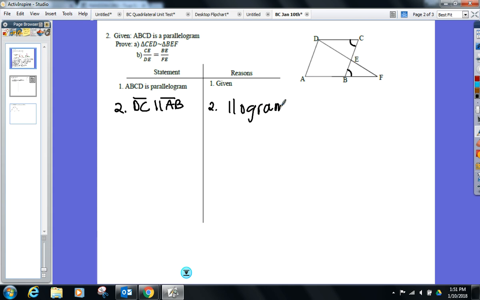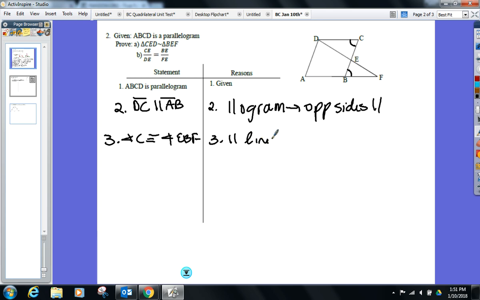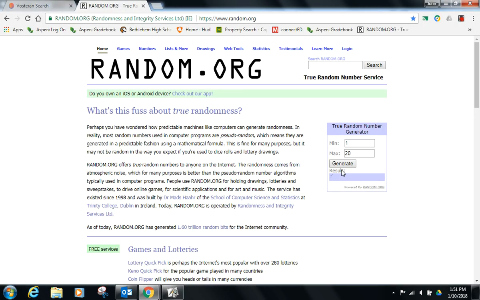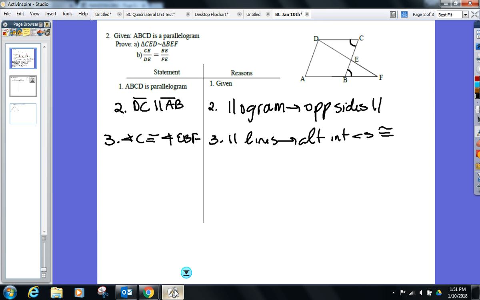Parallelogram implies opposite sides are parallel. Now we can go back to what Michelle just said, which was angle C is congruent to angle EBF. And why again, Michelle? Parallel lines. You got it. Perfect. One pair. Michelle did the tough work for you. You can thank her later. The other pair: the vertical angles. And you could also do the other pair of alternate interior angles if you wanted to.